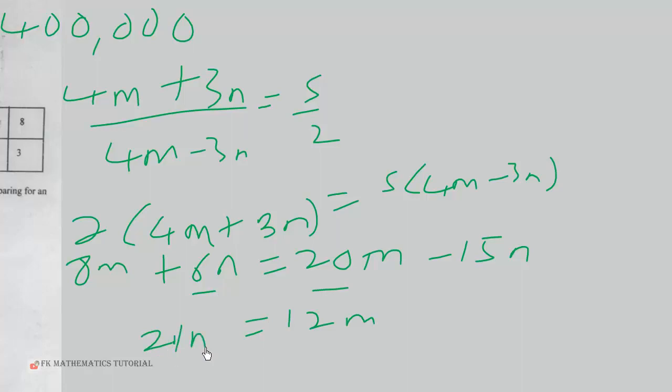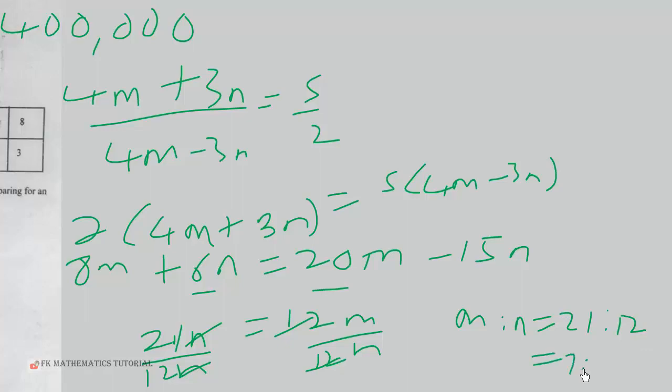So I want to find the ratio m is to n. So I'll divide both sides by n. Then again I'll divide both sides by 12, so that this will cancel, this will cancel this. So I have m over n is equal to 21 over 12, or m is to n is equal to 21 is to 12. Now 3 can go into 21 7 times, and 3 can go into 12 4 times. So 7 is to 4.